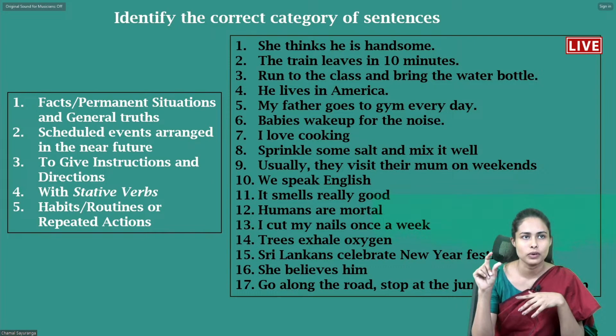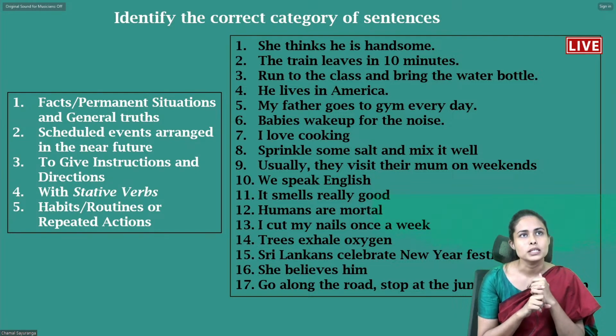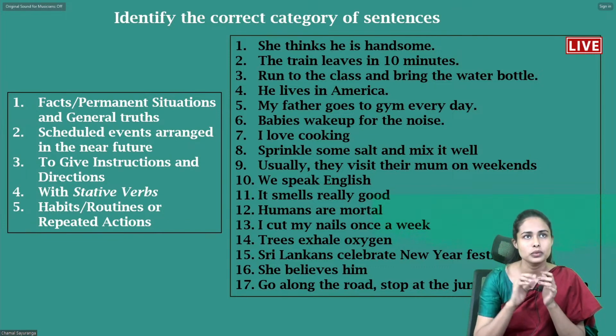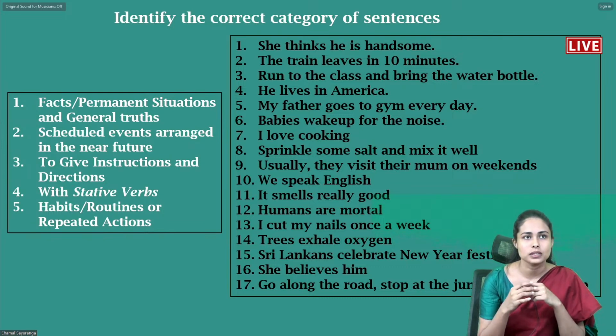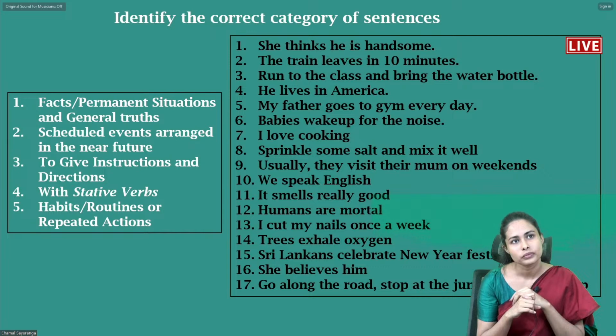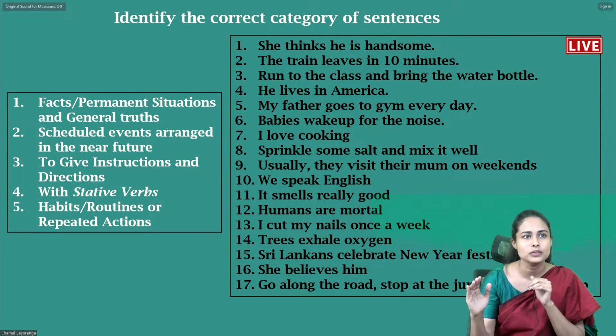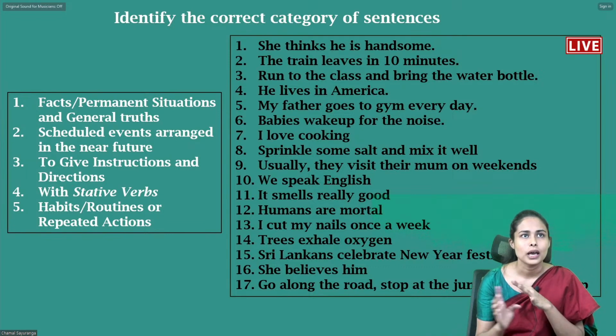Now I want you to read each sentence one by one and tell me which category that sentence belongs to. First sentence, she thinks he is handsome. Just think about the verb itself. To which category can we put that sentence? Stative verbs. Yes, great. Think is a stative verb. Very good. And then, the train leaves in 10 minutes. Scheduled events arranged in the near future. The train leaves in 10 minutes for sure. Therefore, it has already been arranged, and we know that it leaves in 10 minutes.